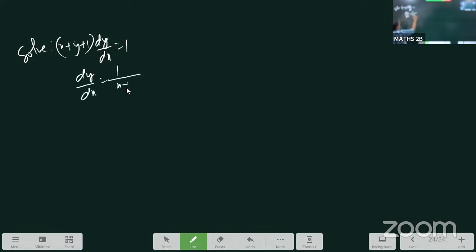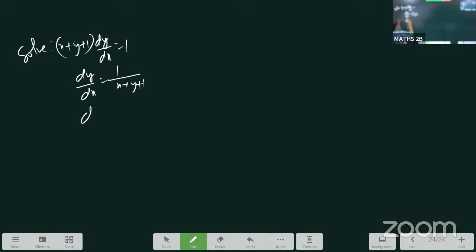Next, solve (x + y + 1) dy/dx = 1. Anyway, you have to make dy/dx the subject, so dy/dx equals 1/(x + y + 1). Now the whole term is in the denominator, so I can't separate the denominator from the numerator.